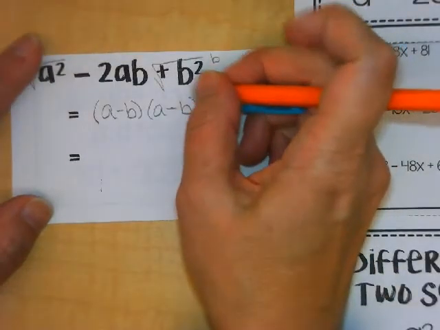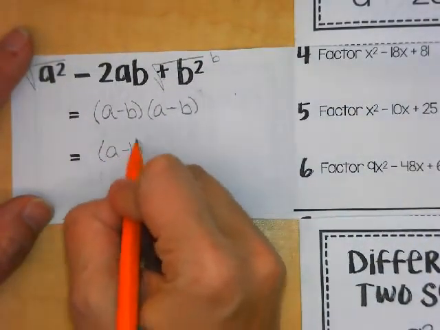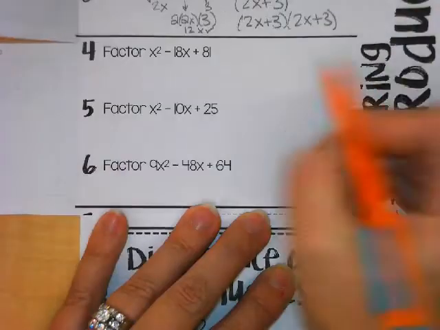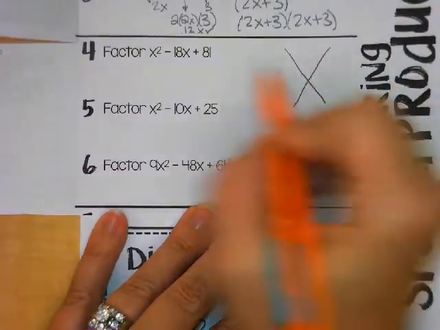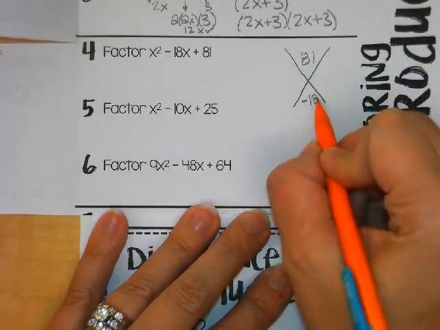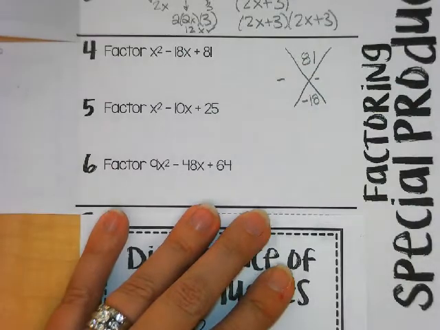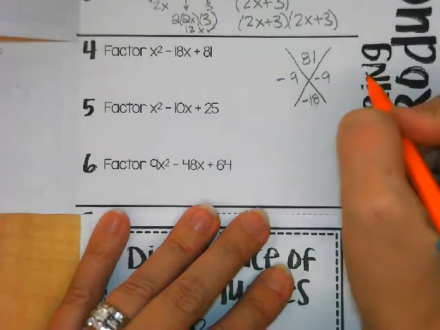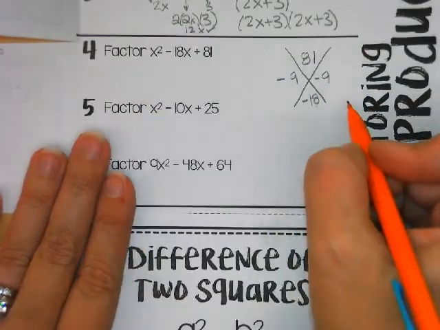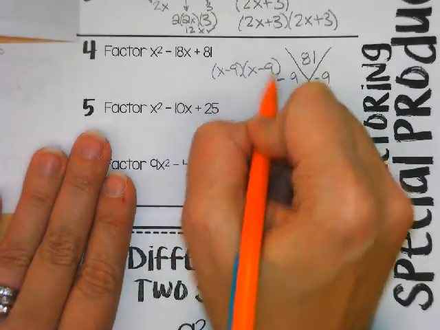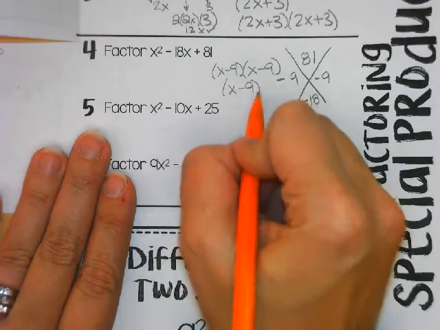Or you can write (A minus B) the whole quantity squared. So again, let's have a little look at that over here. I'll show you with the cross puzzle on this first example. A times C is positive 81, but B is a negative 18, so that means they're both negative. So 9 times 9 is 81, 9 plus 9 is 18. So I can see here that my factors are going to be x minus 9 times x minus 9, or I can write x minus 9 quantity squared.